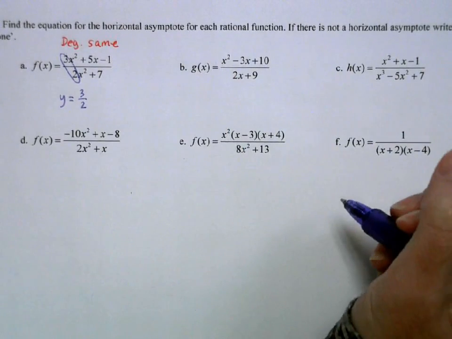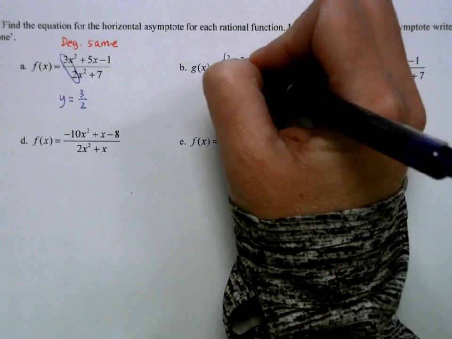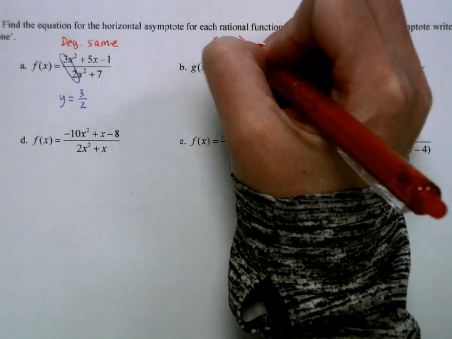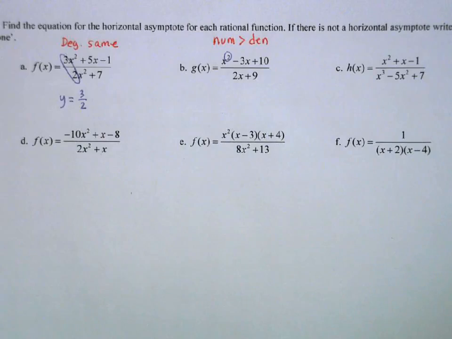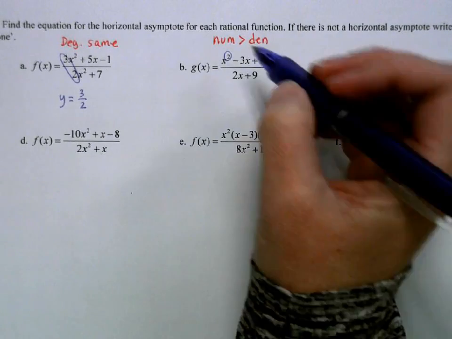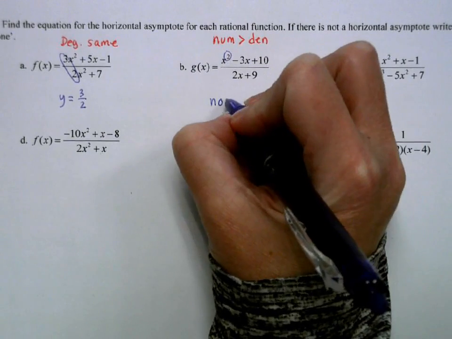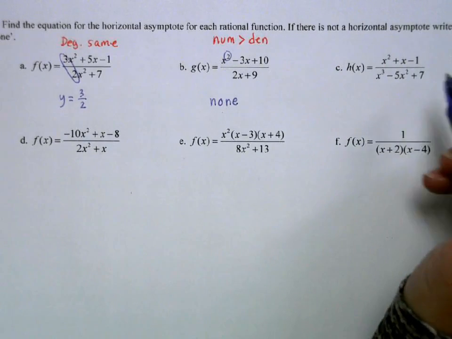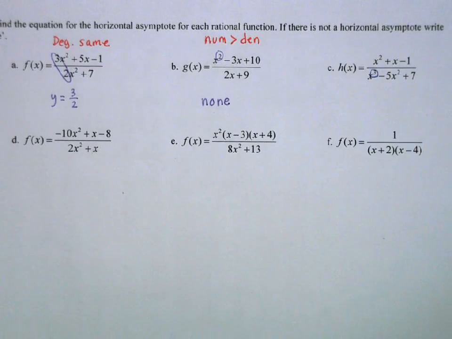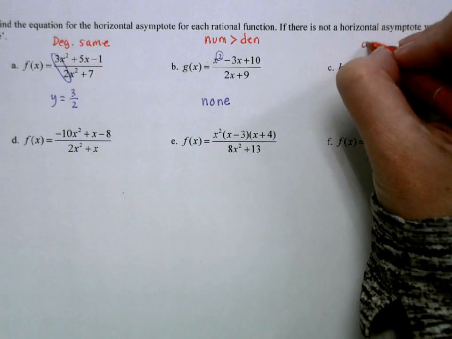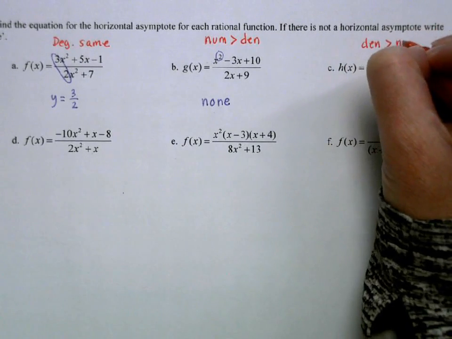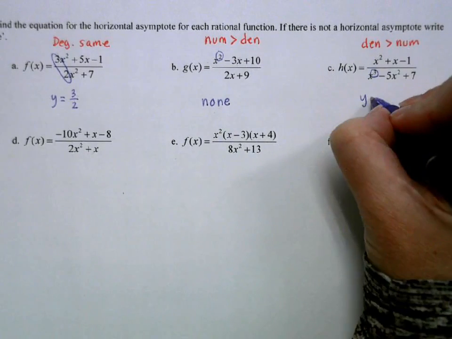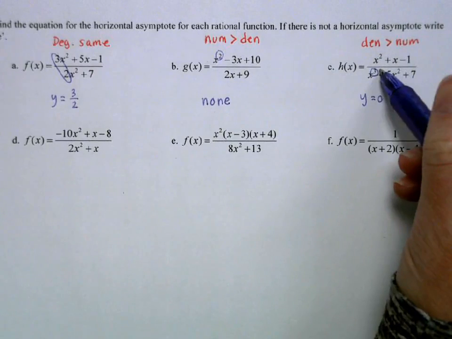Here, my degree is bigger on the top. I'm going to abbreviate here. The numerator is greater than the denominator. If that's the case, there is no horizontal asymptote. There could be a slant asymptote, but we're not worried about that right now. Here, if the degree is bigger in the bottom, then we do have a horizontal asymptote at 0, because as we go to infinity, this denominator is going to grow way faster than the numerator.